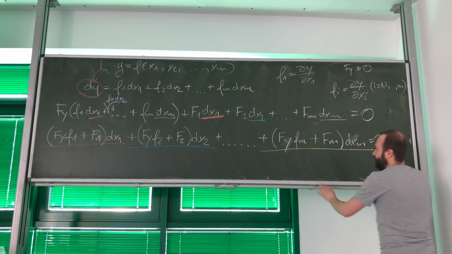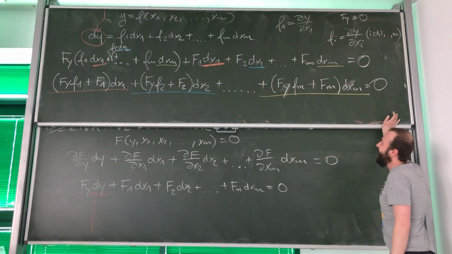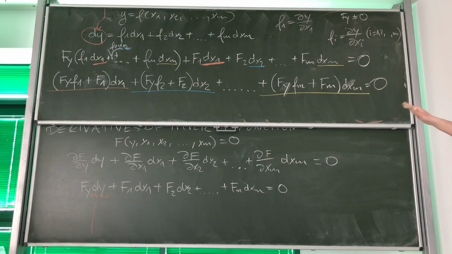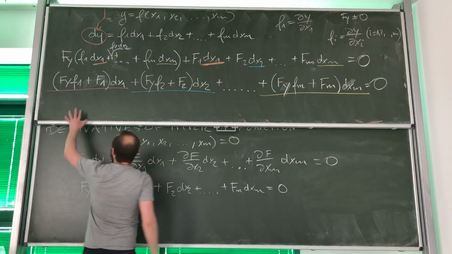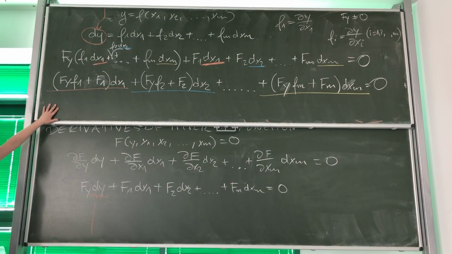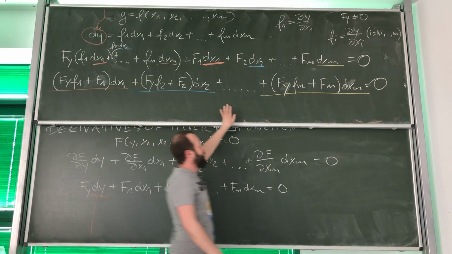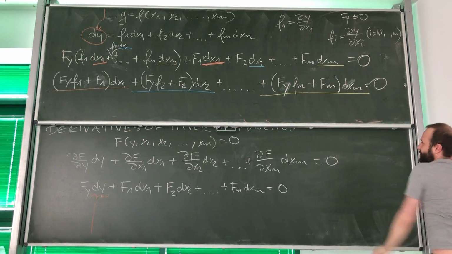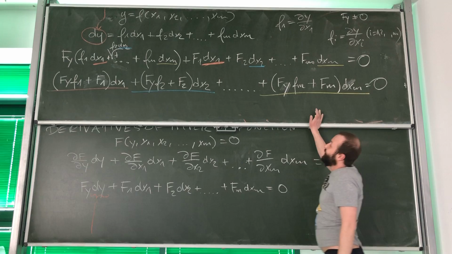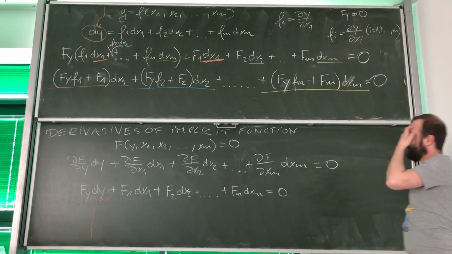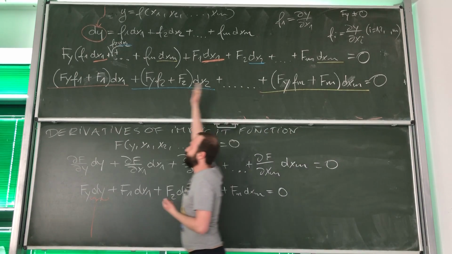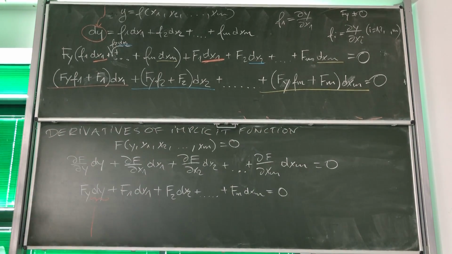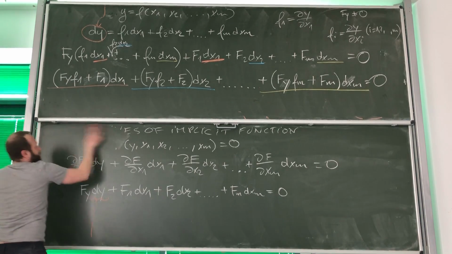Okay, now that we've arrived here, the question is, when is this an identity? What I mean is, when the left-hand side of this equation is equal to the right-hand side of this equation. Well, this happens if and only if all those expressions are equal to 0.